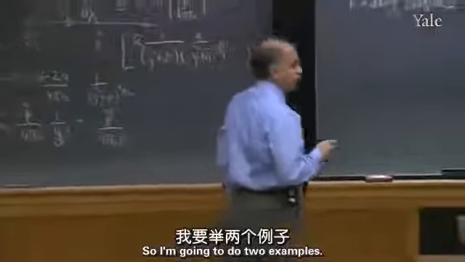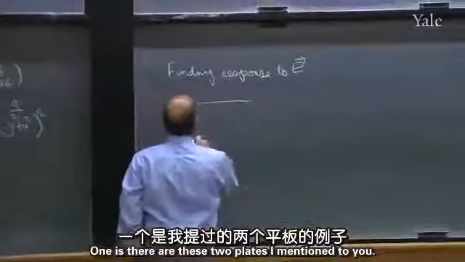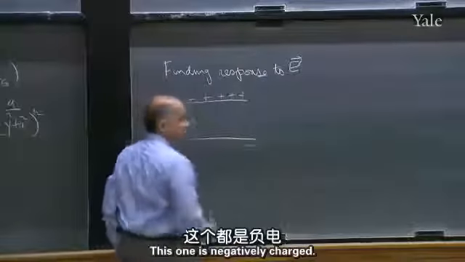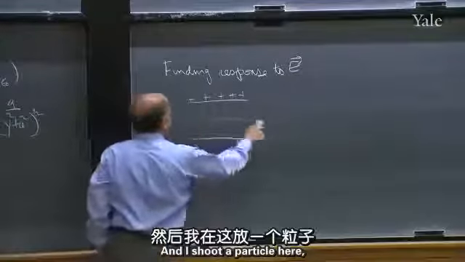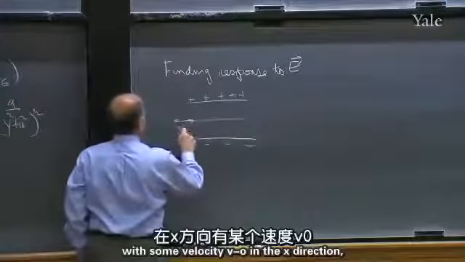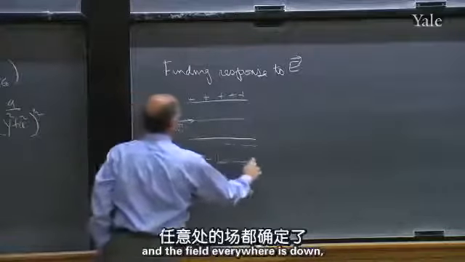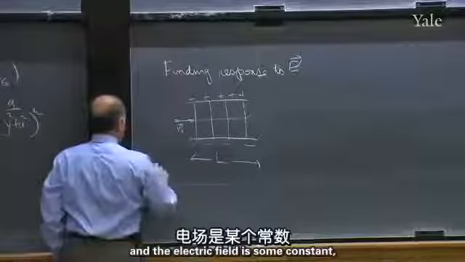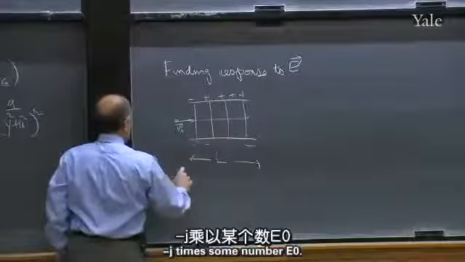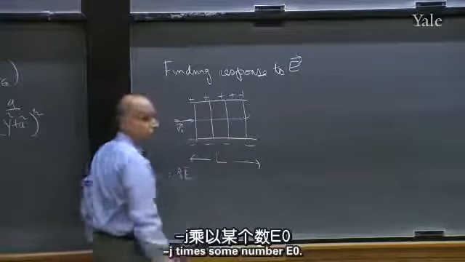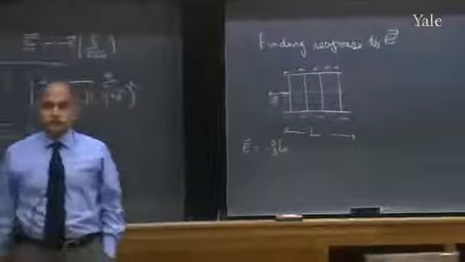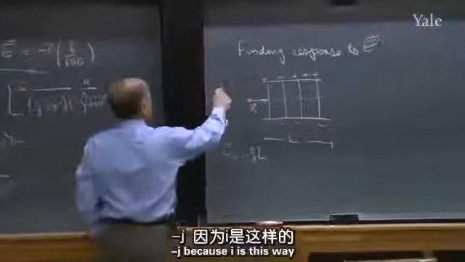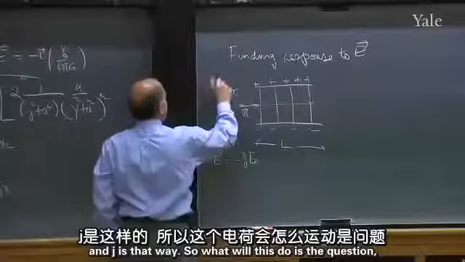So I'm going to do two examples. One is, there are these two plates I mentioned to you. This one is all positively charged. This one is negatively charged. And I shoot a particle here with some velocity v naught in the x direction. And the field everywhere is down, the electric field is some constant, minus j times some number E naught. Minus j because i is this way and j is that way.